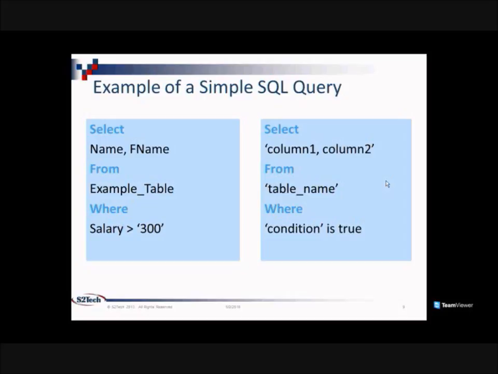So if I was to say something like salary equal to 300, that's a positive, and that condition must be true. If I was to write that same statement to say salary not equal to 300, that would be written in the negative, but that condition must still be true in order for the data to meet that criteria.